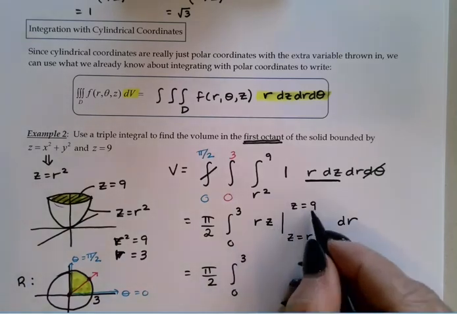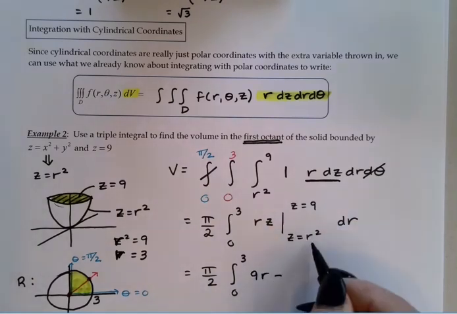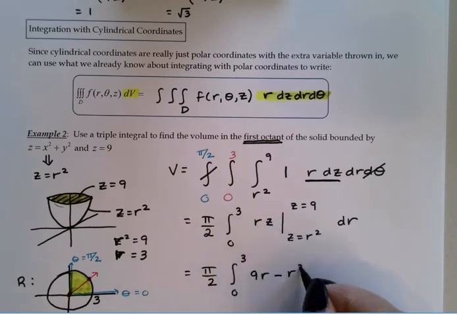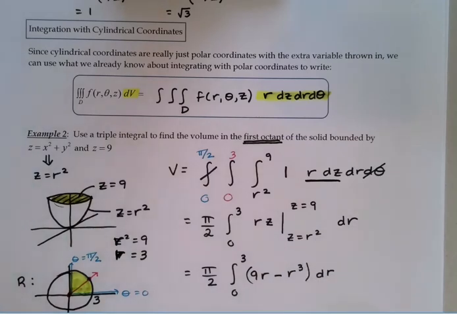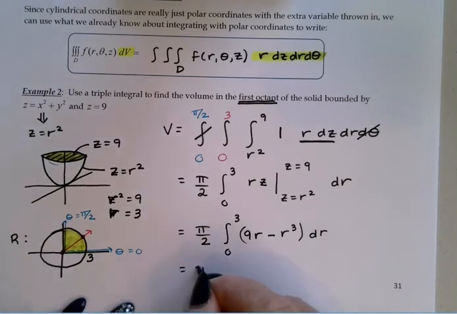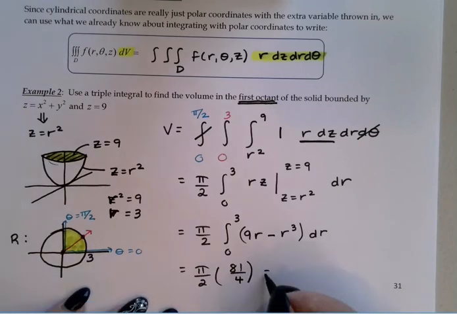All right, plugging in, z is 9 is going to give me a 9r, minus when z is r squared, r times r squared will give me r cubed. And my integral is set up now to the point where I can finish it on the calculator. Let's see here. I know I did this one. There it is. When I did that integral, I got 81 fourths. So I really have pi over 2 times 81 fourths, or 81 pi over 8.